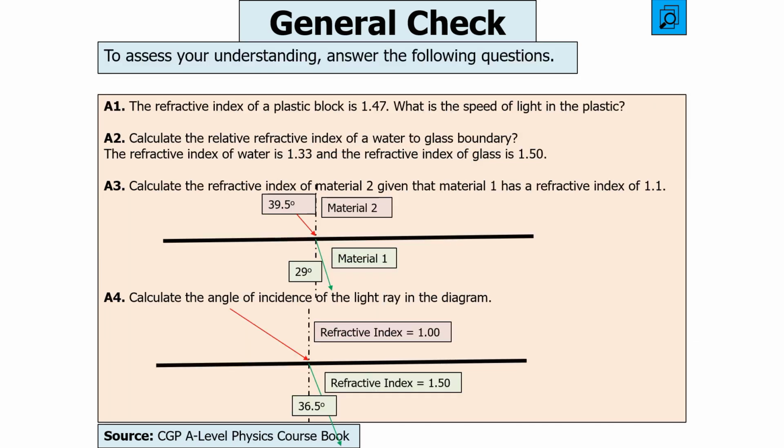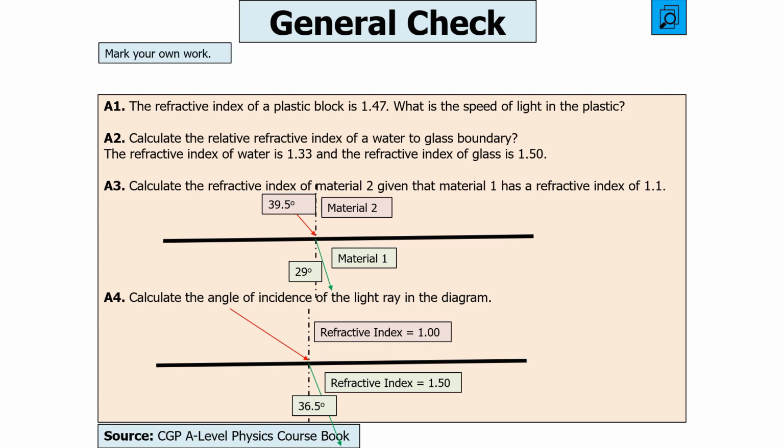In our next question, it says the refractive index of a plastic block is 1.47. What is the speed of light in this plastic? The second question says calculate the relative refractive index of a water to glass boundary. The refractive index of water is 1.33 and the refractive index of glass is 1.50. Then question 3, calculate the refractive index of material 2, given that material 1 has a refractive index of 1.1. And then question 4, calculate the angle of incidence of the light ray in the diagram stated below. So pause the video now, then unpause the video when you want to go through your answers.